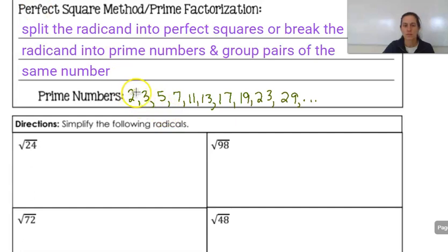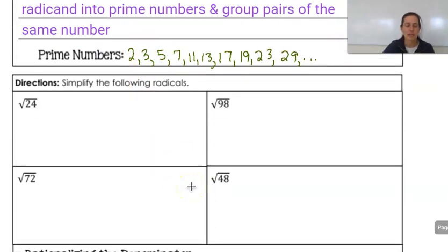Here's a list of some prime numbers. So prime numbers, again, are numbers that have factors of 1 and itself. So they have to be two unique values. That's why 1 is not a prime number. 2 is the smallest prime number. And then you have 3, 5, 7, 11, 13, 17, 19, 23, and 29. 2 is actually the only even prime number. So now let's go ahead and take a look and see how we can solve these.